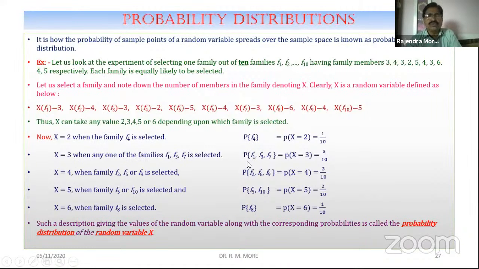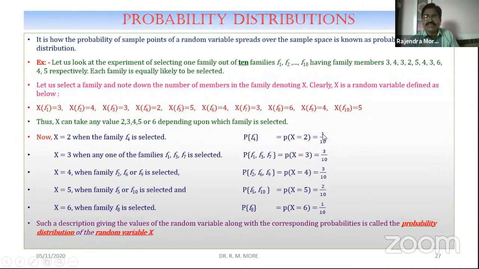But if x is equal to 3, then 3 members are in these 3 families, F1, F3, F7. See here, this. And therefore this probability will be 3 by 10. For x is equal to 4, 3 by 10. For x is equal to 5, 2 by 10. For x is equal to 6, 1 by 10. So these are the different values of the random variable, and these indicate how the probability is distributed.